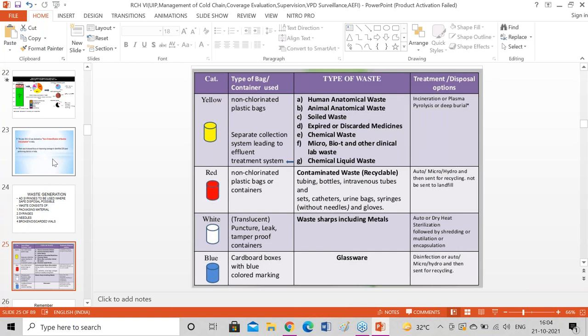Okay. So, know this. Now this yellow waste is either incinerated or deep buried. Red waste is either autoclaved or sent for recycling, and this should not be sent to landfills. Why are we not sending it to landfills? Because it is infectious plastic waste. Okay. The white bin, where we have these waste sharps, including metals, they are to go into autoclaving or dry heat sterilization, which is followed by shredding, mutilation, or encapsulation. Glassware waste is disinfected or autoclaved and then sent for recycling, microwaving, or recycling.